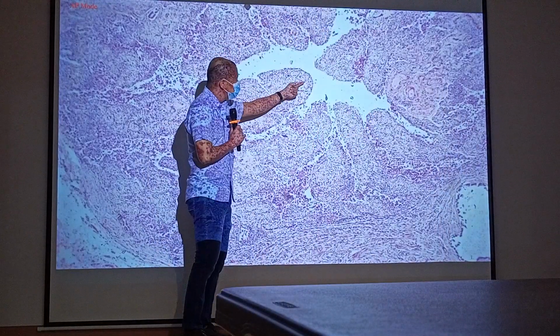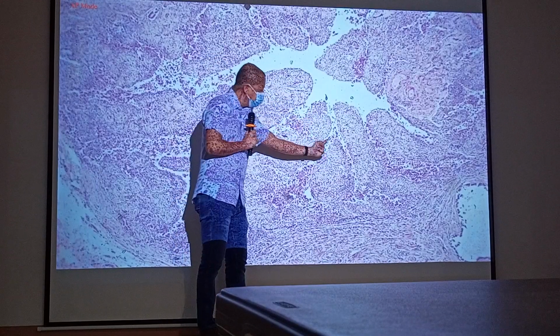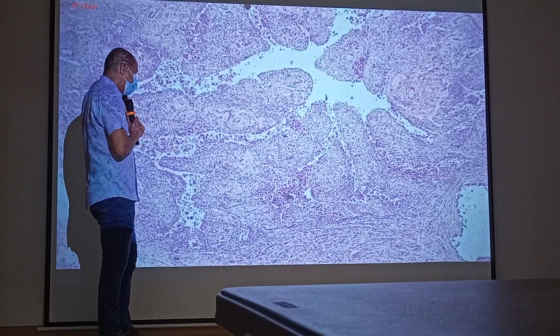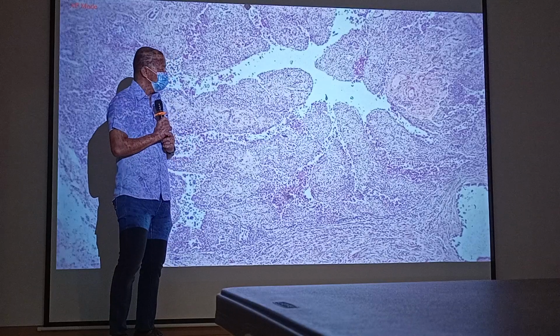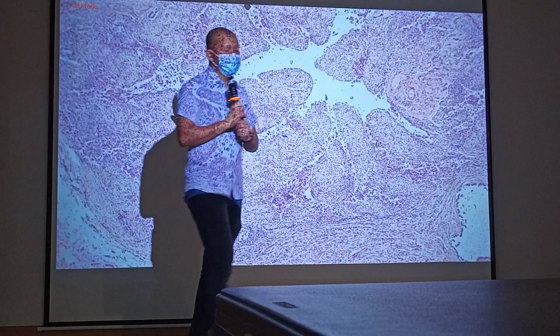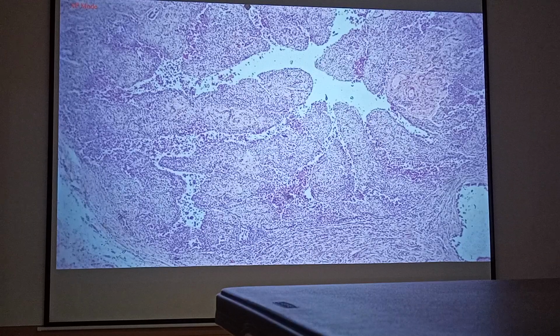This is one papillary projection. This is another papillary projection. This is another papillary projection. Can you still remember the type of epithelium that is lining the mucosa of the fallopian tube? Simple, ciliated, columnar epithelium. Let us look for the remnant of that epithelium.